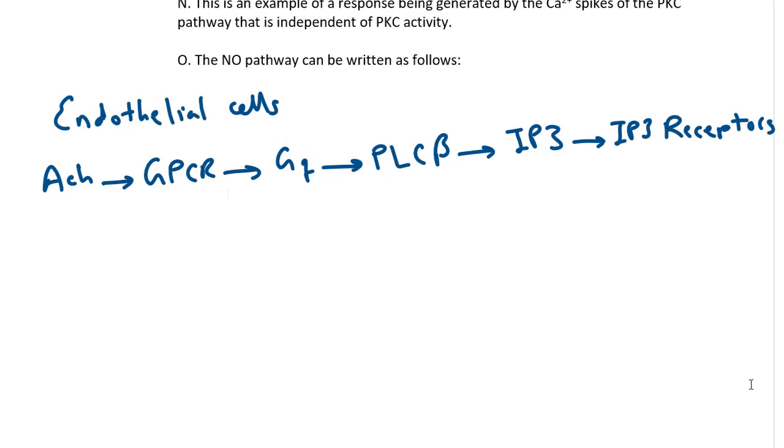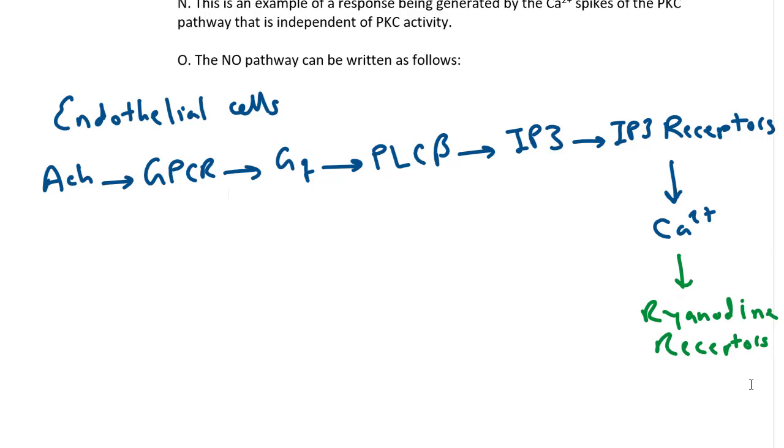Now we're going to have the release of calcium from the ER. Now the positive feedback loop is there with ryanodine receptors, which leads to more calcium being released, but you also have the negative feedback loop of calcium on both these things.